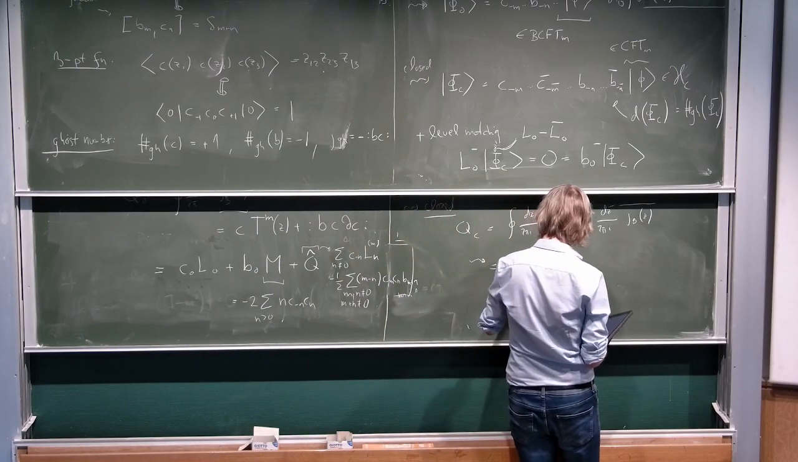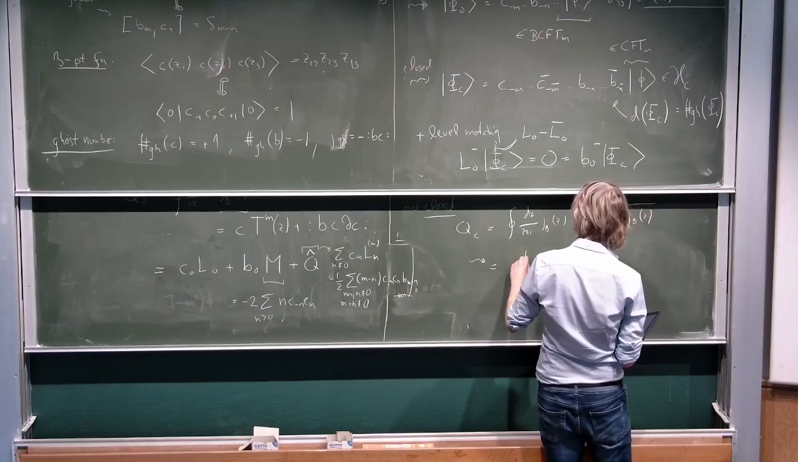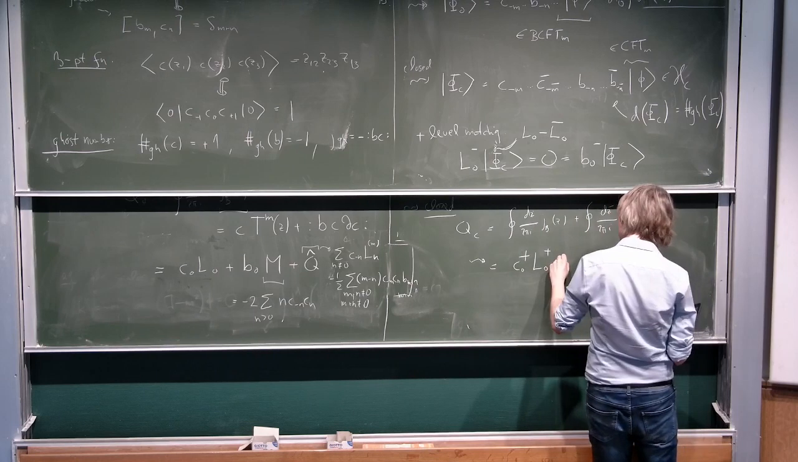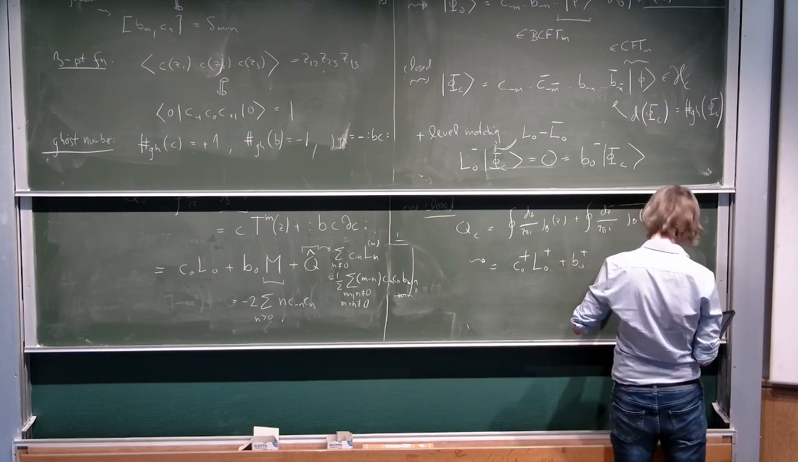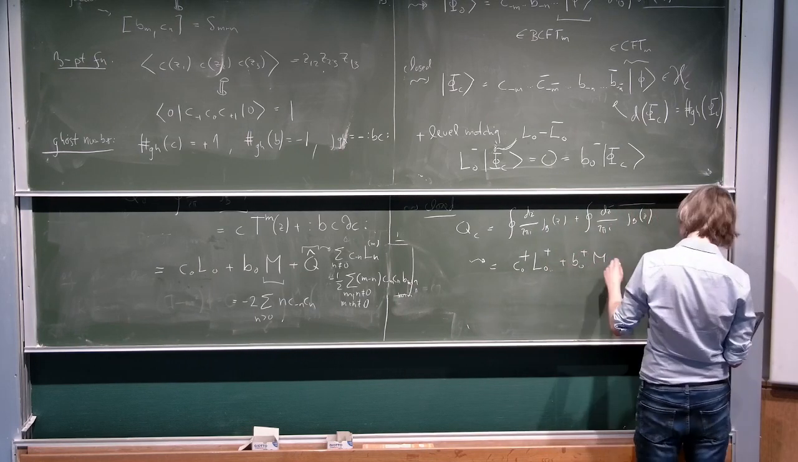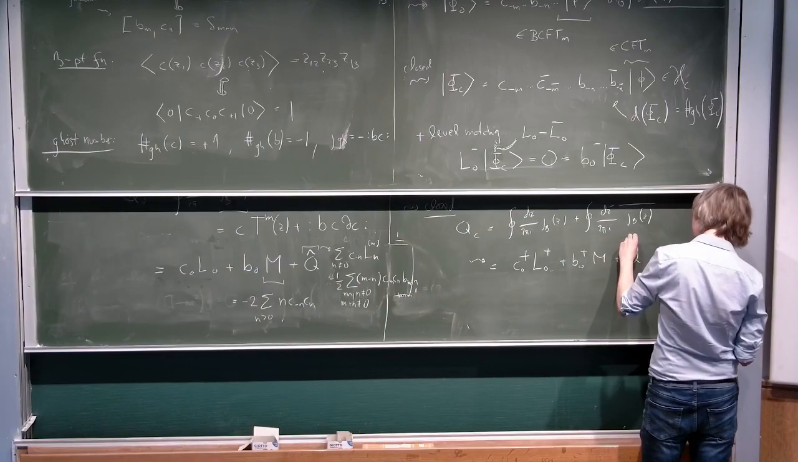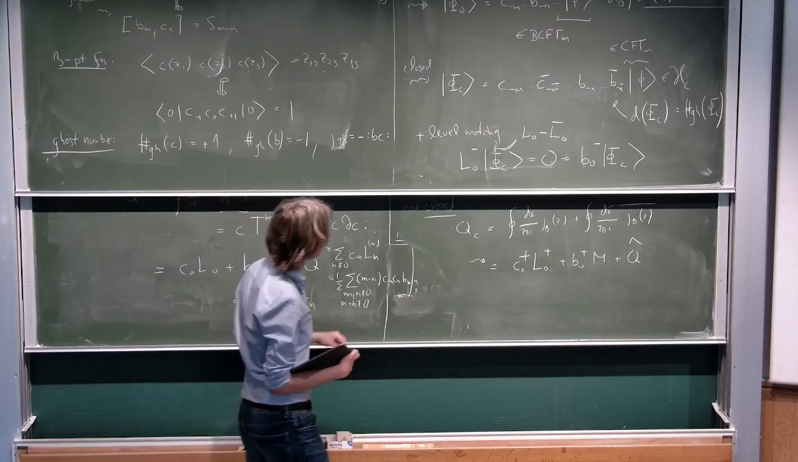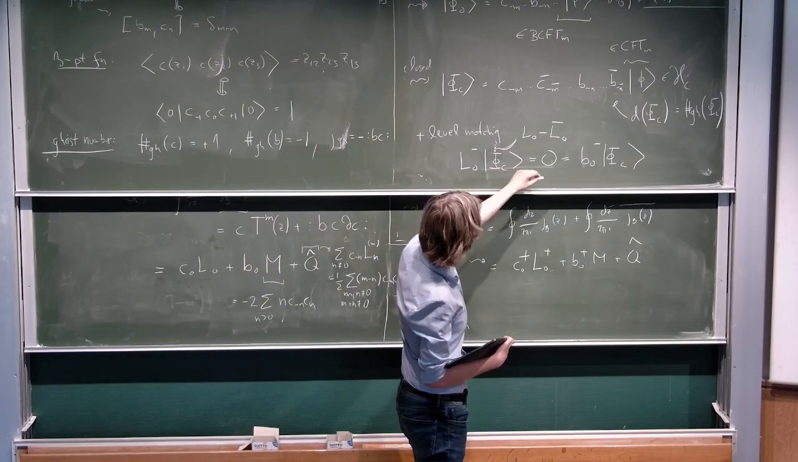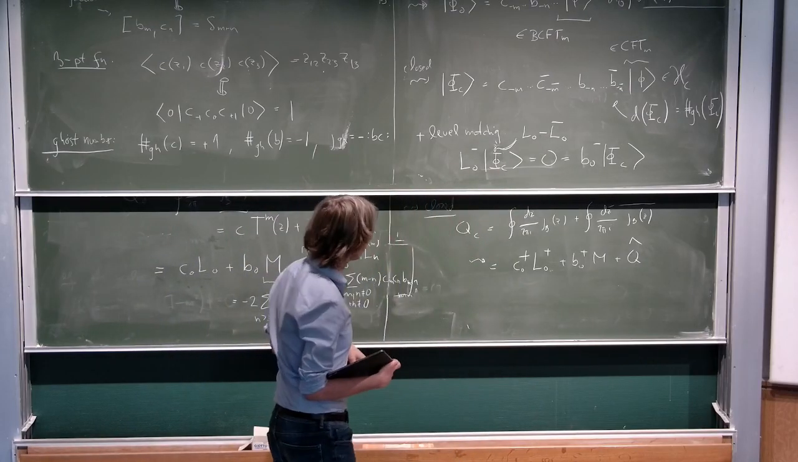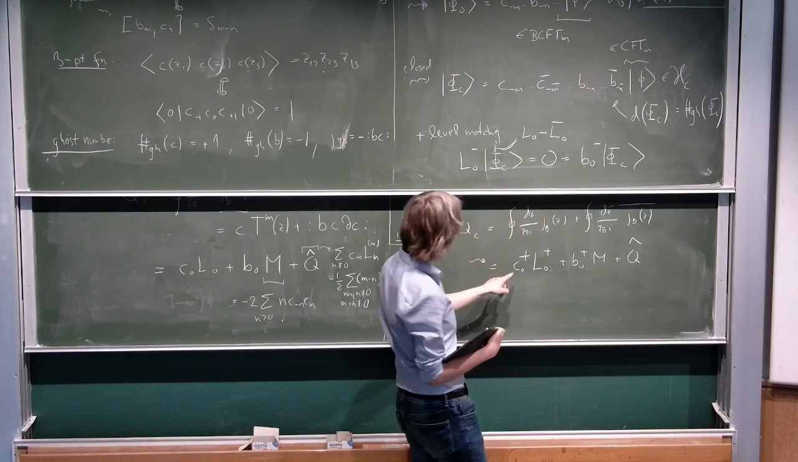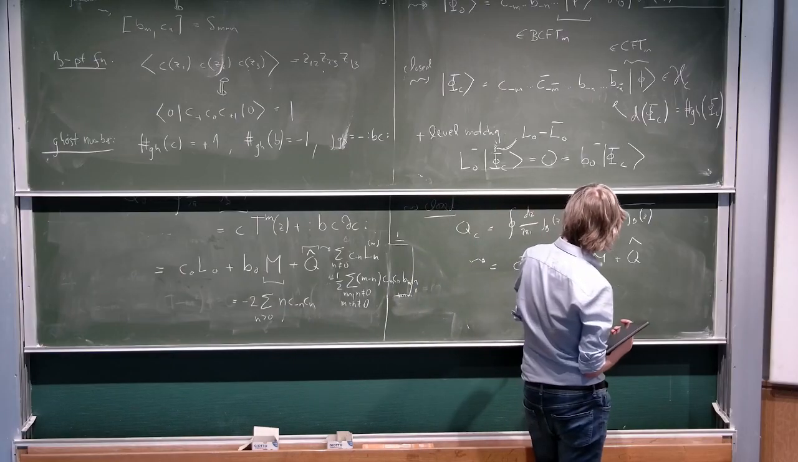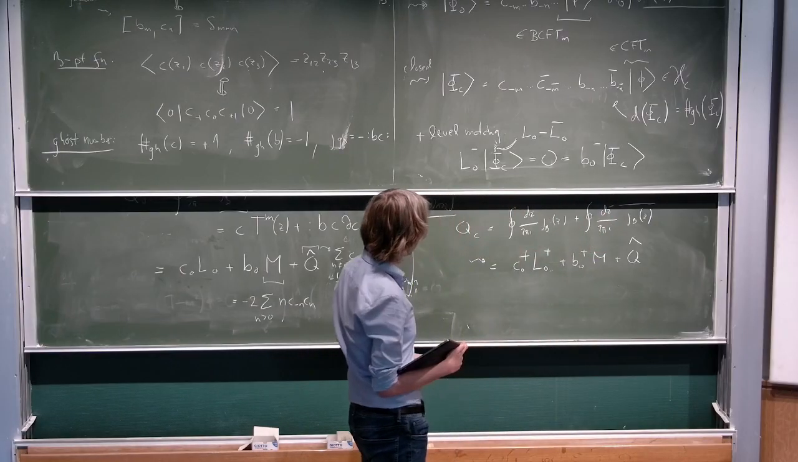So using that, we find that we can actually write this as c_0^+ L_0^+ plus b_0^+ M, plus some Q hat. The operators with pluses are defined analogously to the operators with minuses, but replacing this minus with a plus. So c_0^+, for instance, would be actually 1/2 of c_0 plus c̄_0, and b_0^+ would be just b_0 plus b̄_0 without the half.